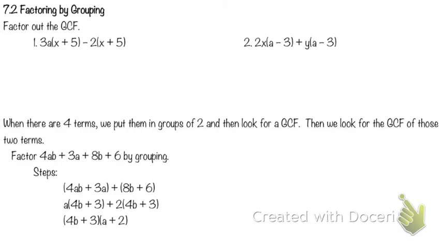Now if we look here, 3a times x plus 5 minus 2 times x plus 5. Now we said that factors are 2 things that multiply together or things that divide evenly into something. Now here, 3a is multiplying with x plus 5. That would make 3a a factor and x plus 5 a factor. It would make these 2 things factors because 3a is multiplying with x plus 5. So they would both be factors. They're multiplying together. So by definition, they're factors.